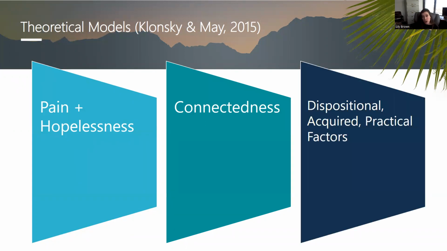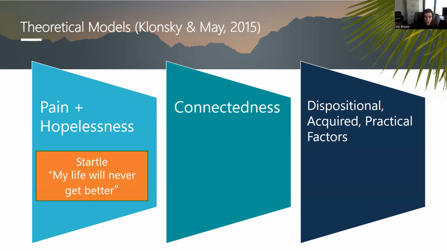And then in this theory, there are a number of factors that are thought to predict whether someone might actually make a suicide attempt. And these can include dispositional factors, which is basically what you're born with, your biology, your genes. Acquired risk factors, which are things like exposure to violence or exposure to trauma. And practical risk factors, which could look like owning a weapon or having easy access to a lethal means.